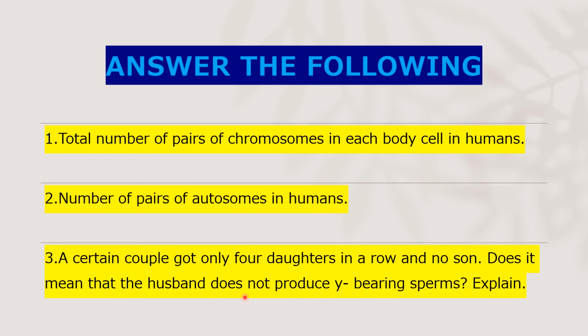A certain couple got only 4 daughters in a row and no son. Does it mean that the husband does not produce Y-bearing sperms? The answer is no. The husband produces both X and Y-bearing sperms. Explain. What is the reason for that? The couple got only 4 daughters in a row and no son because the sex of the child depends upon the kind of sperm that fertilizes the egg. Here, the X sperm fuses with the mother's egg. That's why all the children are daughters.